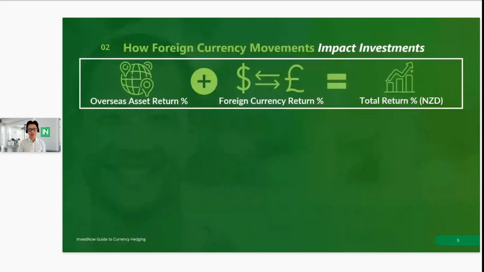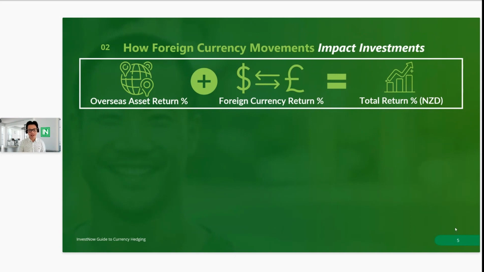So going a bit further into this, how does foreign currency really impact your investments? Well, as we noted, there's two components there. One is your overseas asset return, and two is the foreign currency return, which together get you your overall total return in New Zealand dollar terms. In the previous example, we basically assumed a 0% asset return, which isn't a great assumption, because the reason we want to invest into overseas markets is to generate a positive return. So this time, let's assume that our S&P 500 investment has returned us 10% across the board. Okay, cool. So let's go through three different scenarios.